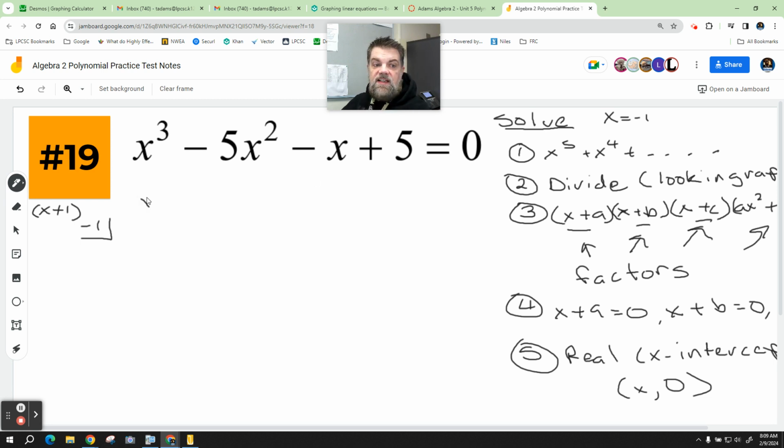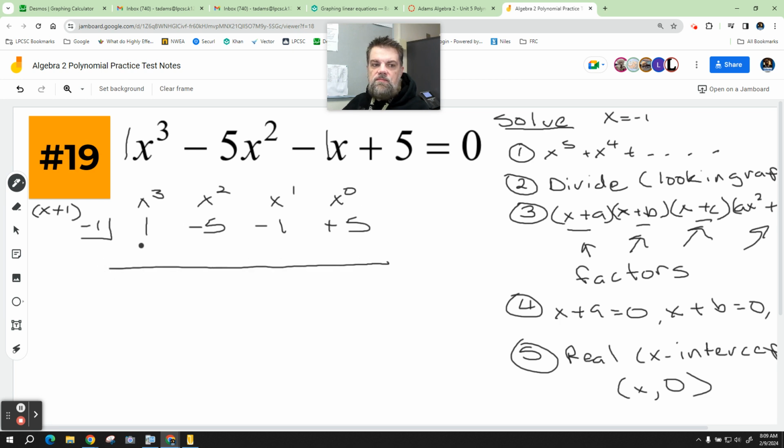So remember, I need a column for every power of x: x to the third, x squared, x to the first, x to the 0. I just write down the coefficients. Technically, that's 1, so it's 1x cubed minus 5x squared. Again, this is minus 1x, and then plus 5. What do I do next, guys? I'm going to drop down the 1.